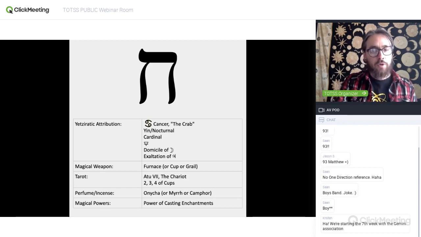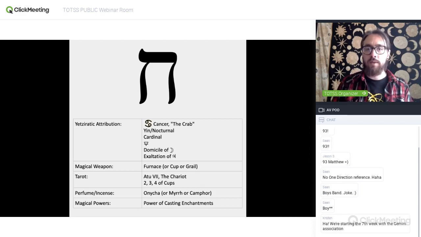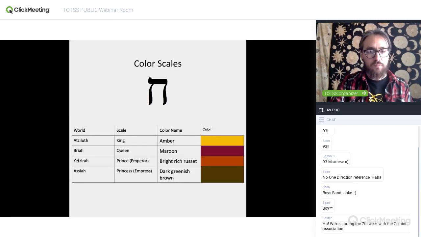All right, and then for our magical power, we have the power of casting enchantments, which I think is here because of the association with the moon. The moon is often associated with enchantment, or bewitchment or beguilement is a lunar thing. So here we have the power of casting enchantments.